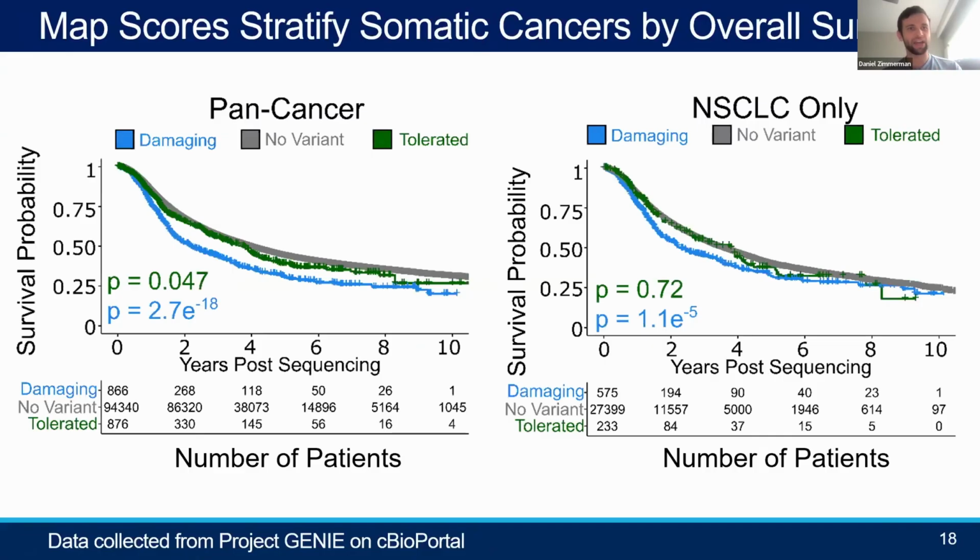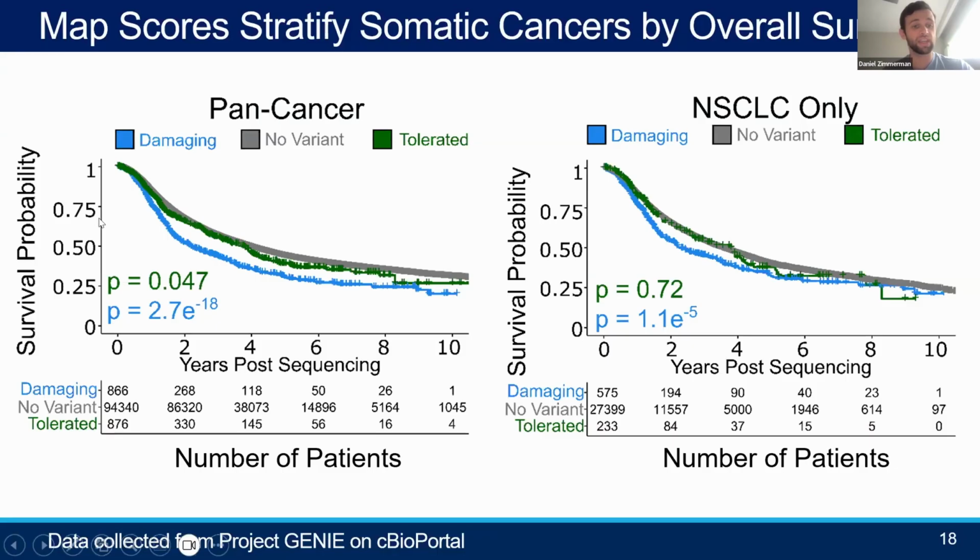But okay, now this last slide, I think, will hopefully drive this home for somatic cancers. So what I've done here is I've collected publicly available data from cBioPortal, and I'm splitting into both pan-cancer as well as non-small cell lung cancer specifically, because lung cancer is one of the most predominant STK11 tissue types that are affected. And I've also separated into variants that were damaging in the assay, variants that were tolerated in the assay, and individuals that did not have an STK11 variant. So essentially like a negative control.